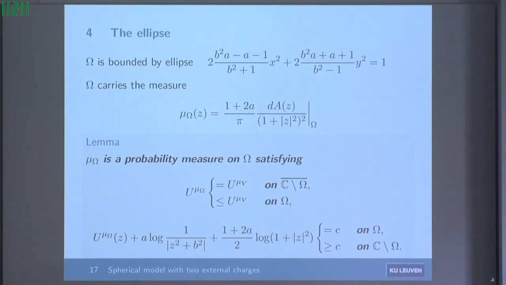So this is our first lemma, that what we write down here is actually a probability measure. It's not immediate, and it satisfies a number of equalities and inequalities.